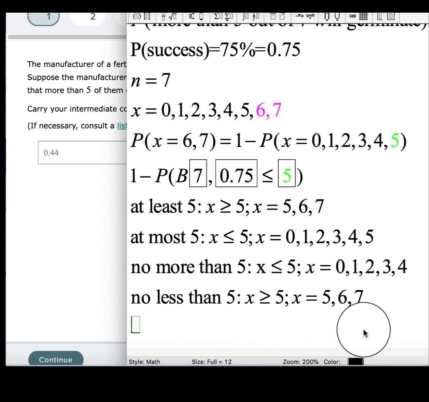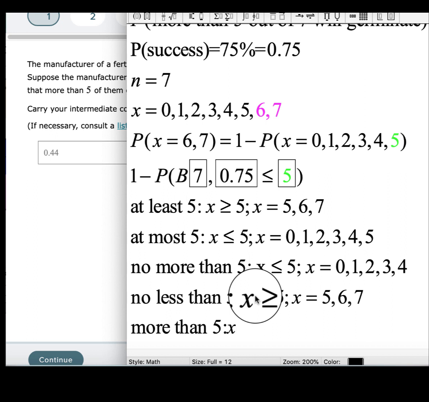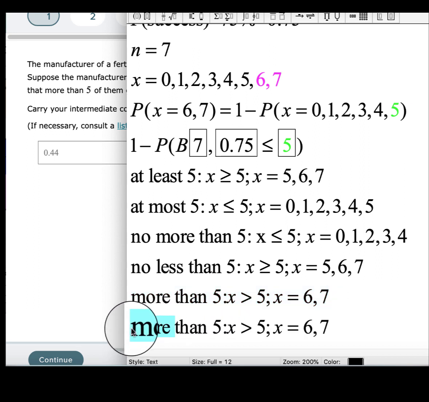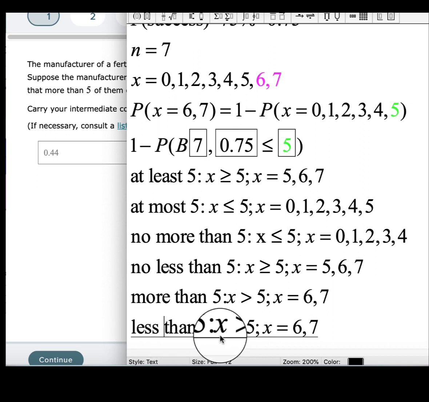I think students are okay when we say "more than 5." That means strictly greater than 5. And if x is greater than 5, it would be 6 and 7. So x equal to 6 or 7. And then "less than 5" means x less than 5, and that's not the complement. Less than 5 would be 0, 1, 2, 3, 4. Doesn't include the 5. So that's strictly less than 5. So I hope those buzzwords or key phrases are helpful for you for the first problem, question 1 on the sample test, which is binomial advanced.